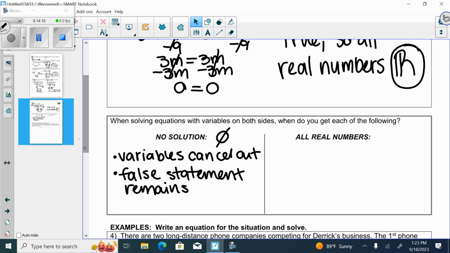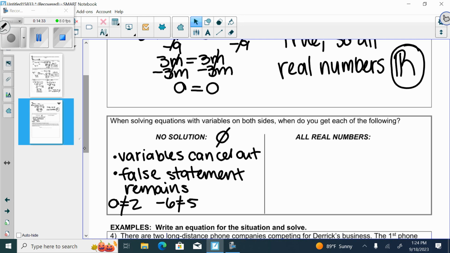So an example of a false statement would be like 0 equals 2. That's not true, right? Or -6 equals 5. Not true. Anytime you end up with something that's not true, your answer is no solution, which is this symbol here.